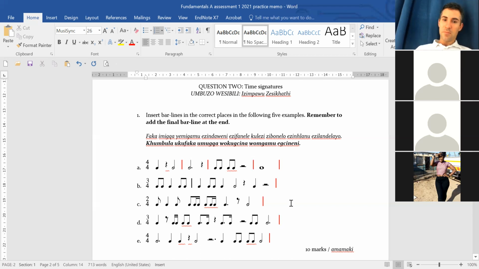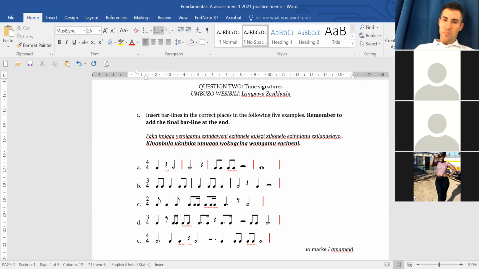Good. Then we continue. A crotchet is equal to one. Quaver plus quaver at half is equal to one, plus a quaver is equal to three. A crotchet is equal to three. So we put the bar line there. Yes. Correct.